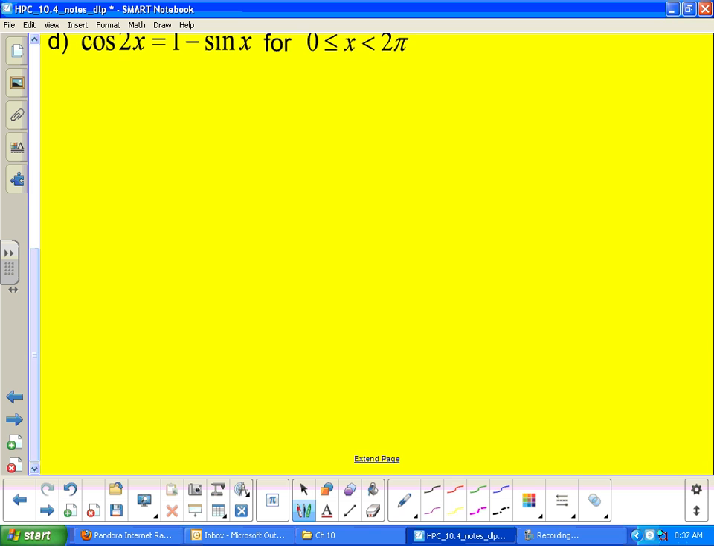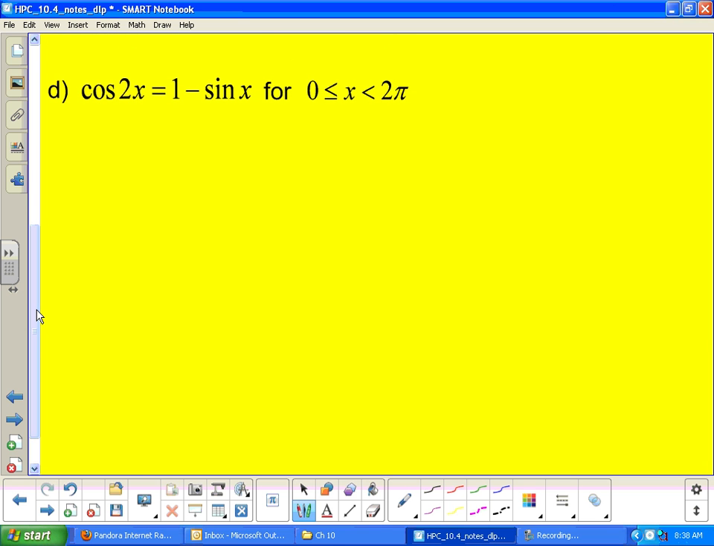This last one, cosine 2x equals 1 minus sine x for 0 to 2 pi once again. Now here I do see a double angle cosine, so we're going to be able to rewrite this one. Because I see sine on the right-hand side, I would probably take this as a 1 minus 2 sine squared x. Is how I would rewrite cosine of 2x. That equals 1 minus sine of x.